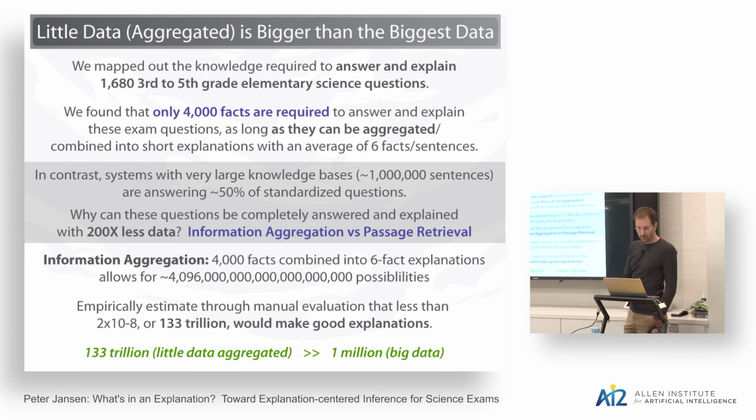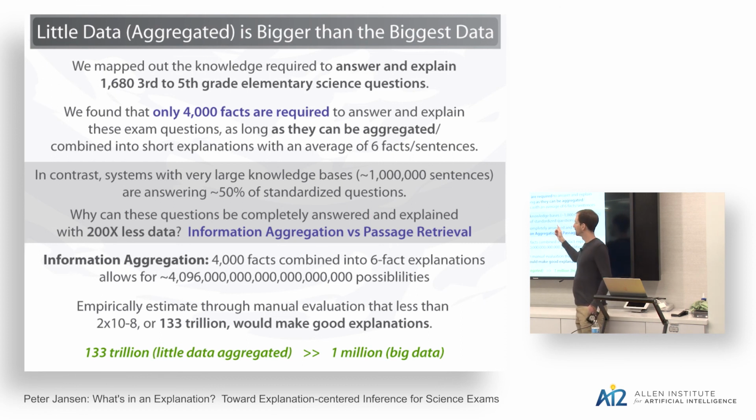The very last bit, and this is the pitch that I'm trying to sell to the reviewers at NSF. You can tell me if it works on you. Little data aggregated is bigger than the biggest data. What do we mean by that? This is a summary. We mapped out the knowledge to solve 1,700 questions, and we found that only about 4,000 table store rows are required to answer them, using an average of 6 table store rows per question. In contrast, you can go out and mine the web and not do very well at solving this, right? Millions of sentences do not answer more than 50% of the corpus.